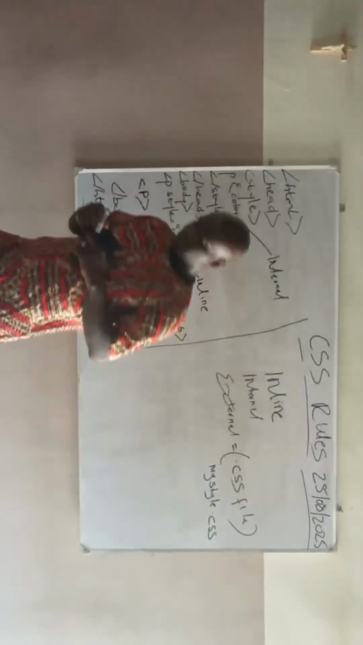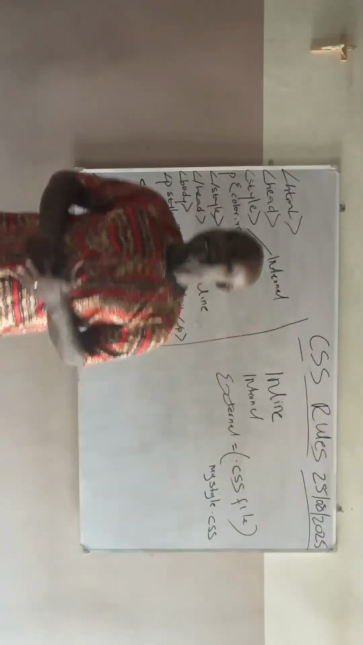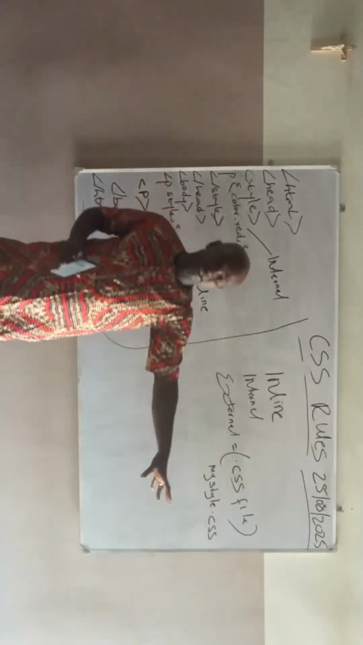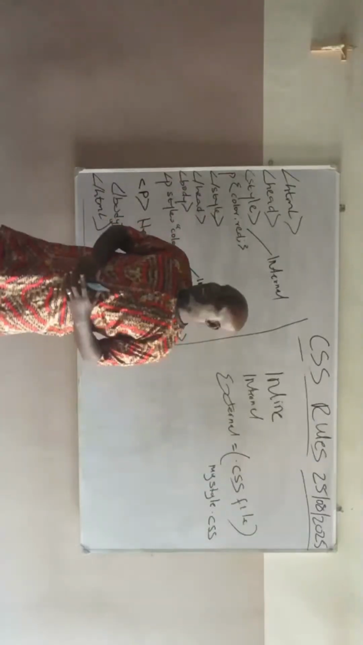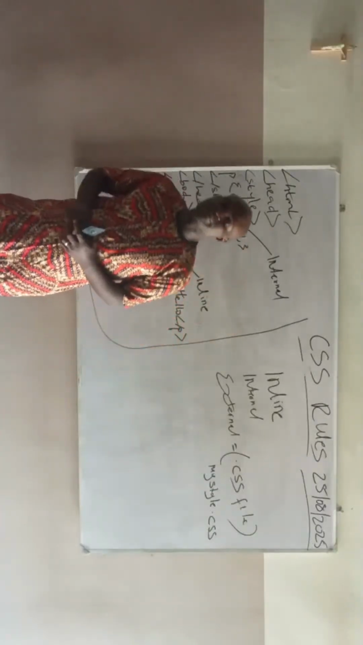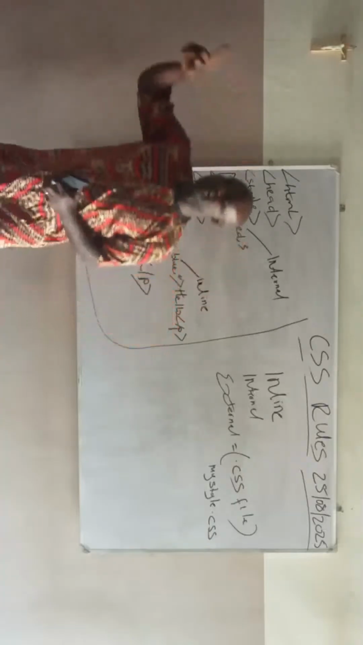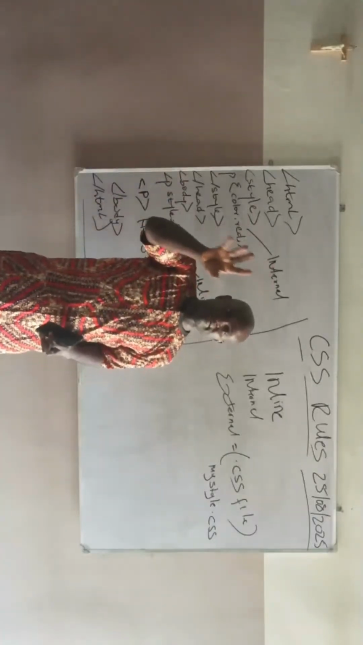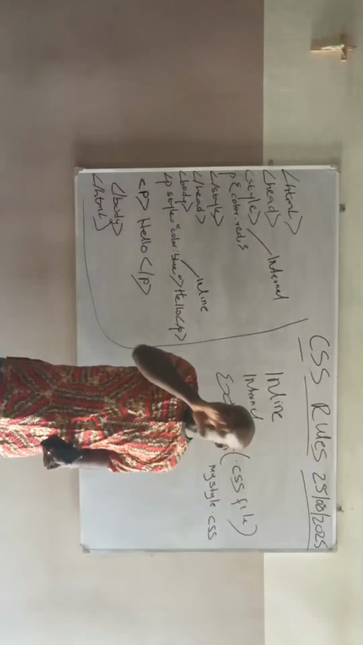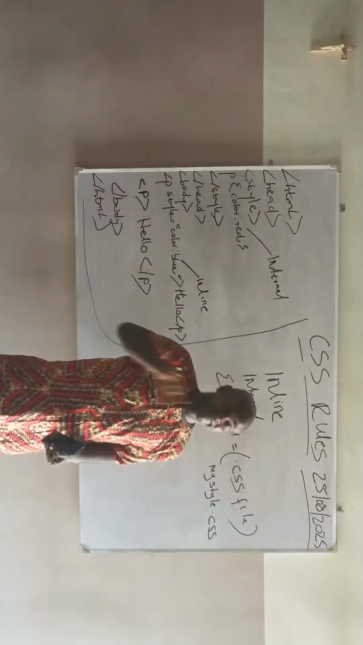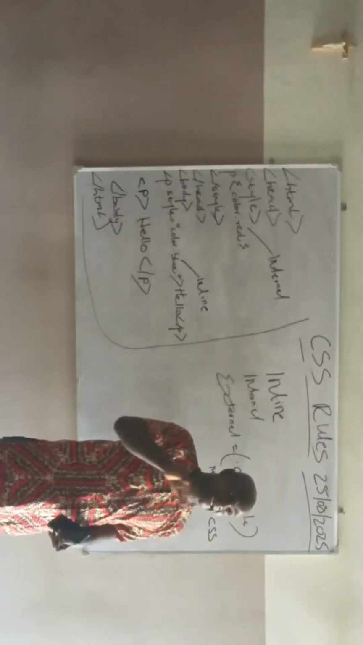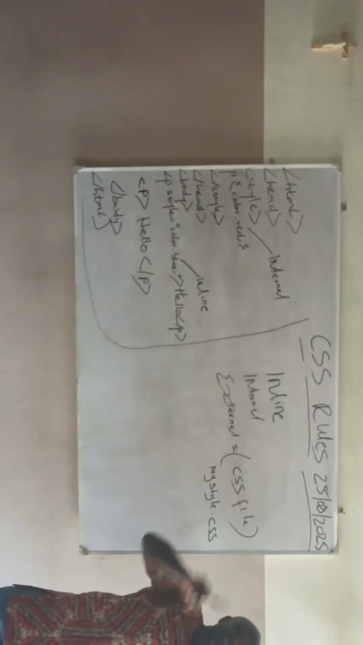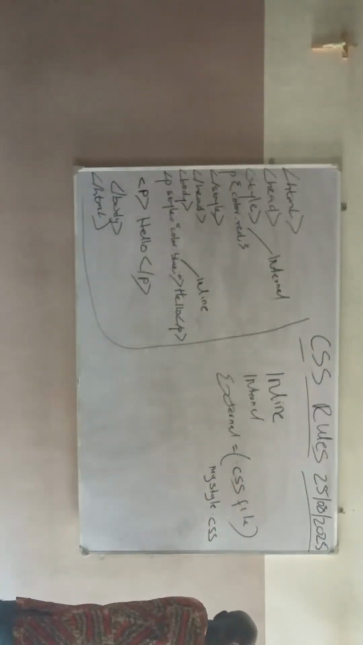What is important? If I have 20 pages, assuming these are HTML pages, and I want to change the color of all the paragraphs in the 20 pages, I'll start from the first page, change the color of the paragraph. Go to the second page, change the color of the paragraph. Go to the third, the fourth, the fifth, the sixth page, and that's how I go until I reach the 20th page.